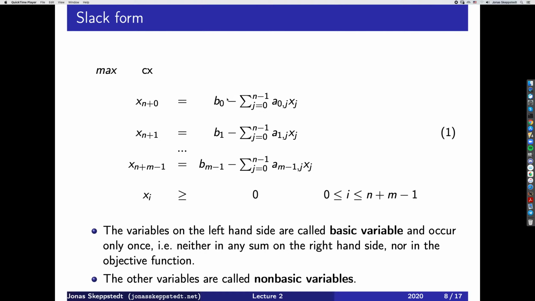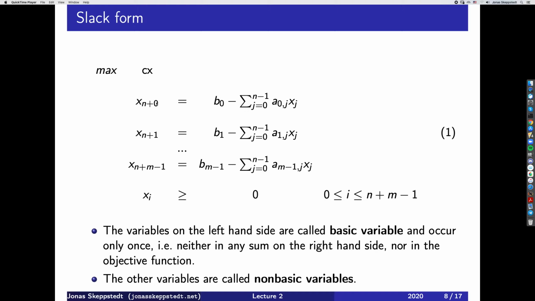Before we had, for instance, on this row, this part was less than b0. Instead, we move it over here and say that this new variable is equal to this. And then if we say that this variable must be non-negative, then we have the same linear program. So this is just a different form. These variables are called slack variables.